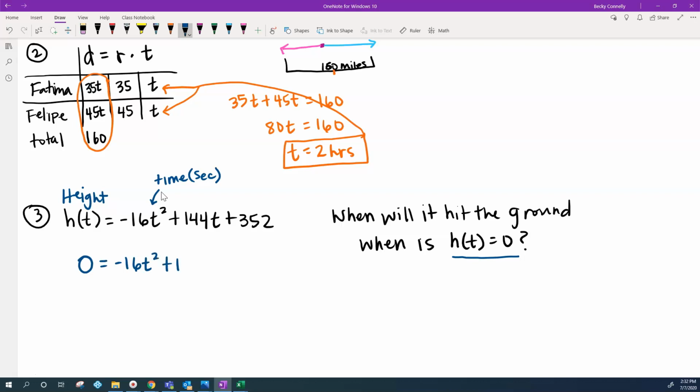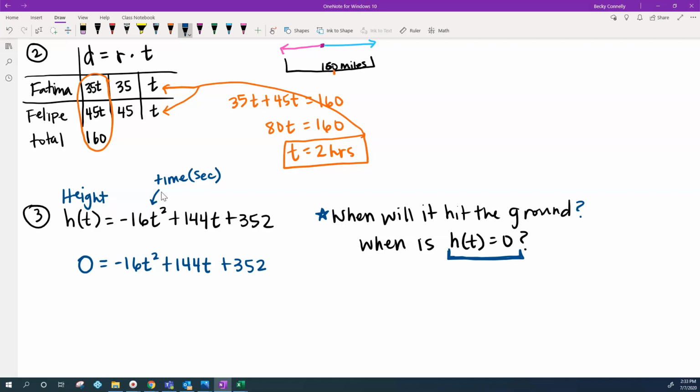So I can see why sometimes the wording of it can be really weird, but when you're looking at the question, when will it hit the ground, that's how you know that you're going to let h of t equal 0 and then solve it. That makes sense. Okay, that makes more sense.